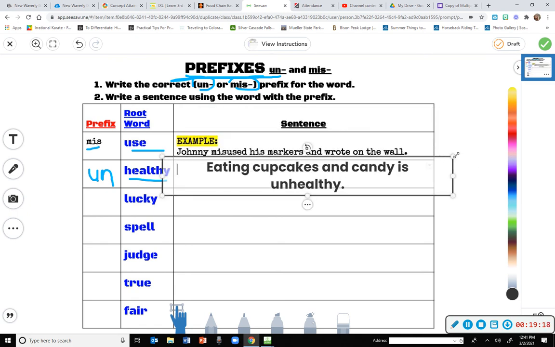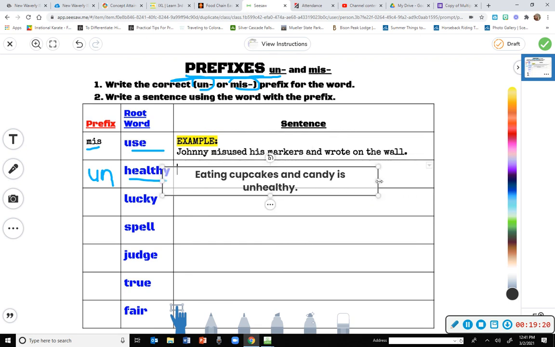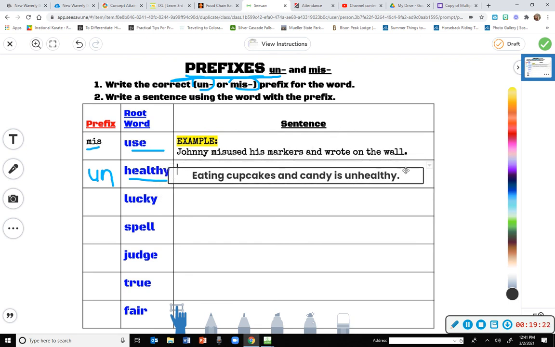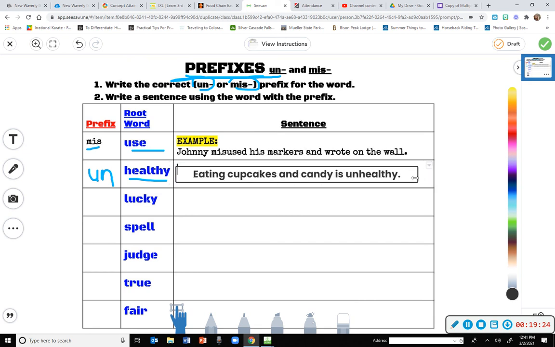Okay? So that's what you need to do today, is go in, read this word to yourself. Lucky is the next one. So read it out loud and ask yourself, should I put mis lucky or unlucky? Don't say it out loud, but that's what you need to do. See which one makes more sense, and you're going to use it in a sentence. Okay? Any questions before we start? Okay.